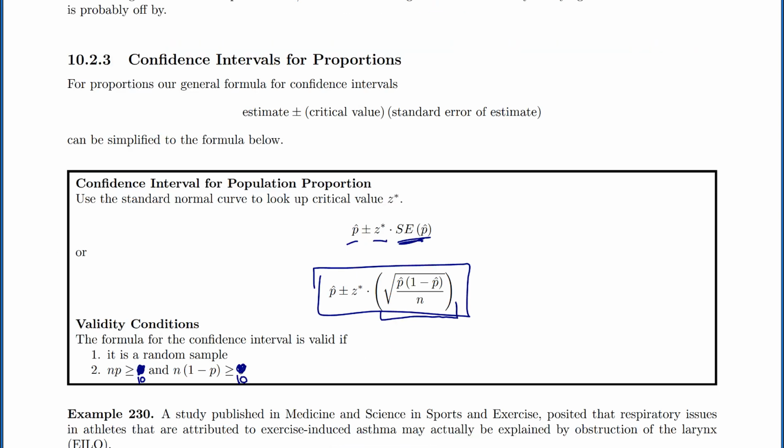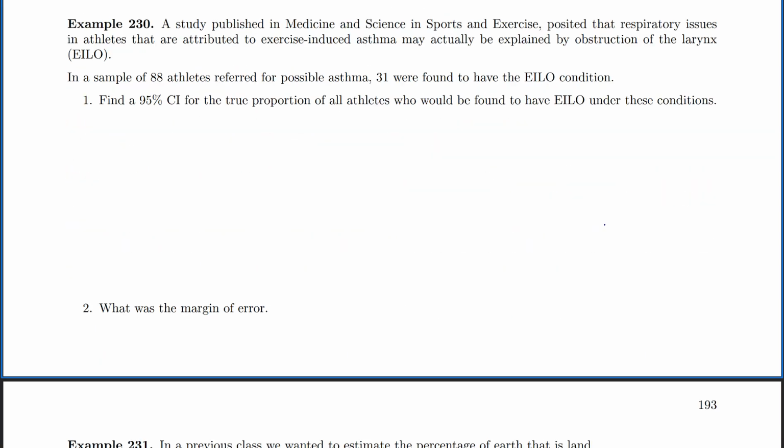So in our first example, we have a study published in Medicine and Science. They thought that respiratory issues in athletes attributed to exercise-induced asthma may actually be explained by obstruction of the larynx, a different condition. So in a sample of 88 athletes, so let's write down there, my sample size is going to be 88, 31 had this ILO condition. So let's calculate our sample proportion: 31 out of 88, which is 0.352.